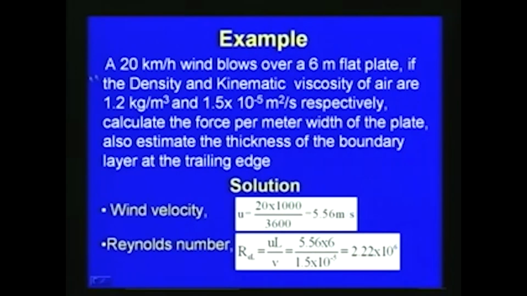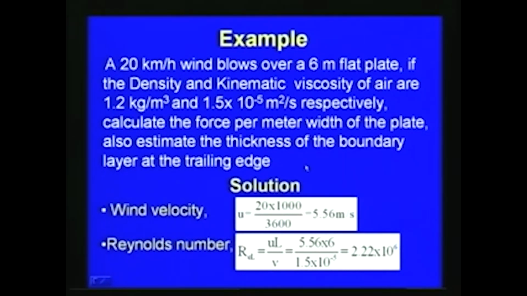Here the example problem is: a 20 km/h wind blows over a 6 meter flat plate. If the density and kinematic viscosity of air are 1.2 kilogram per meter cube and 1.5 into 10 to the power minus 5 meter square per second respectively, calculate the force per meter width of the plate and also estimate the thickness of the boundary layer at the trailing edge.